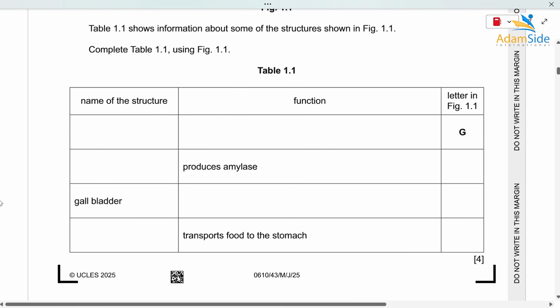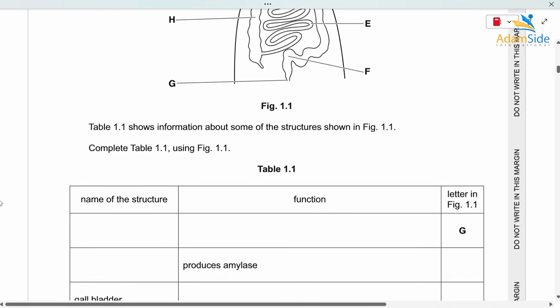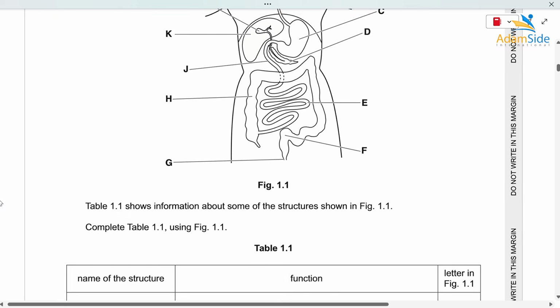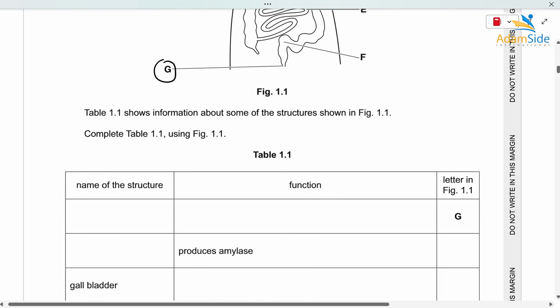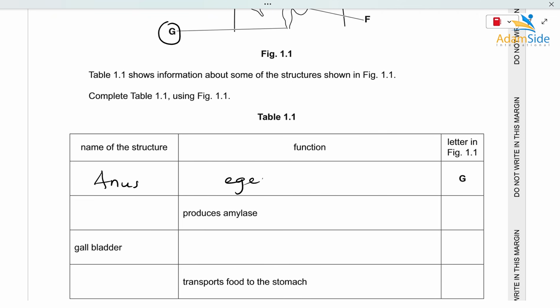Alright, so here we have the name of the structure, we have to state the function and the letter of the said structure. Alright, so the first part has the structure labeled letter G. We have to go and look for letter G. Alright, so letter G is at this part over here. We can actually see it here. Now, what is the name of this part? The name of this part is the anus, so we'll actually state anus as the name. But apart from that, we have to state the function also. What is the function of this part? The function of this part is egestion. Alright, so we'll state the function over there.